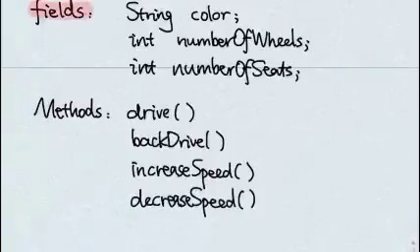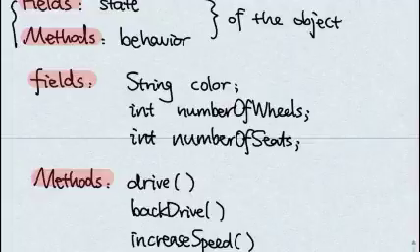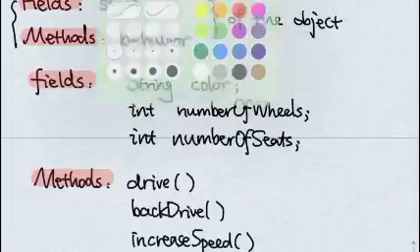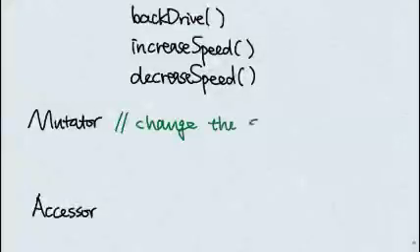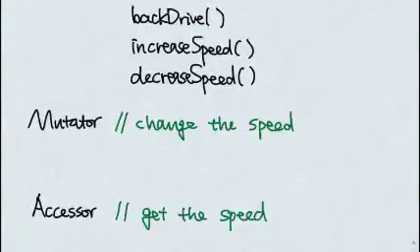There are two special methods in a class, which are mutator and accessor. Before we talk about this, let's add a new field speed in our class of car. So our mutator has the function of changing the speed of the car, and our accessor is used to help us finding out what the speed is. We will elaborate on this later.